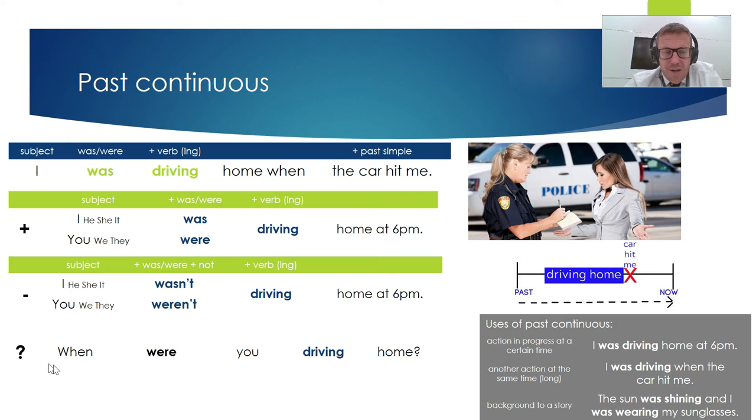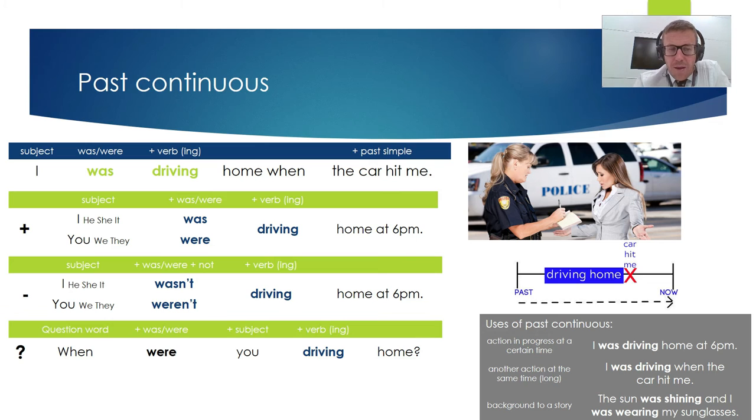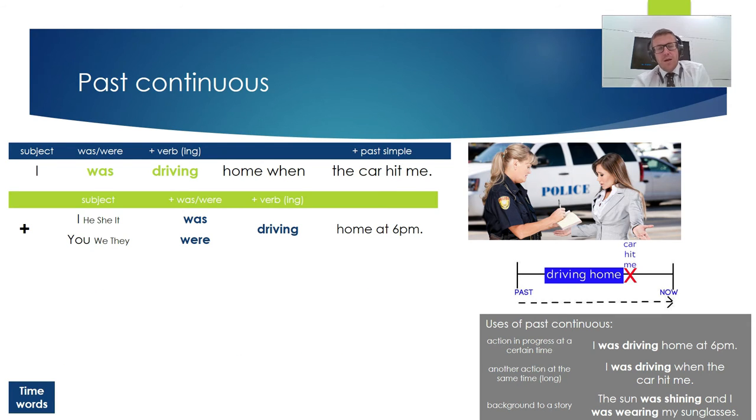And the question, remember we always swap the auxiliary around for the question. When were you driving home? Question word, was, were, you, subject, and verb ing. When was I driving home? Some time words that go with the past continuous are when, while, and as. So we have the car hit me when I was driving home. The car hit me while I was driving home. The car hit me as I was driving home. These are time words that we might use before the past continuous.